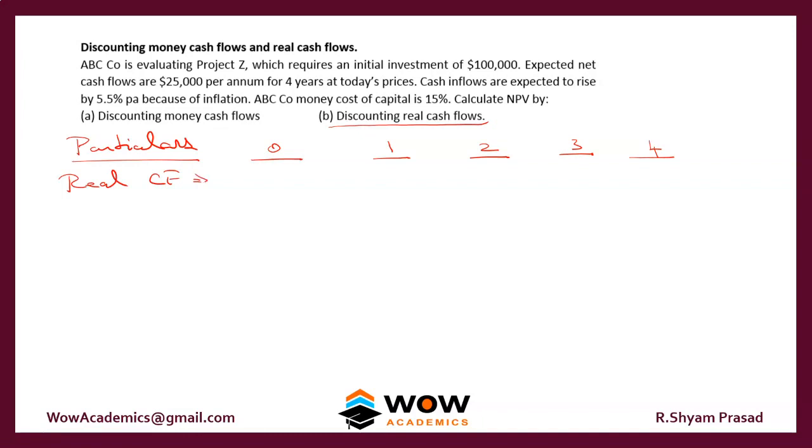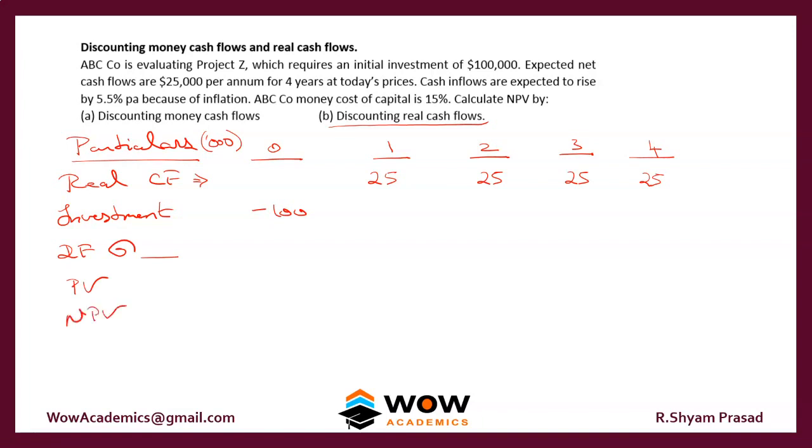So the real cash flow in this problem will be the same 25 for all the years, and the investment will be 100. We'll do the sum with 3 zeros, or cut in thousands. So this is the format. So then we can get the discount factor at this percentage we have to find out. So then we'll get the present value, then we'll get the net present value. But in order to do this, we need to find out what is the real rate. Okay, so the real rate we will work out here.